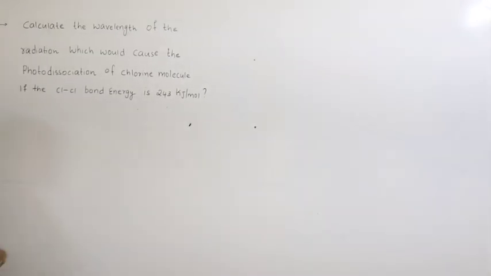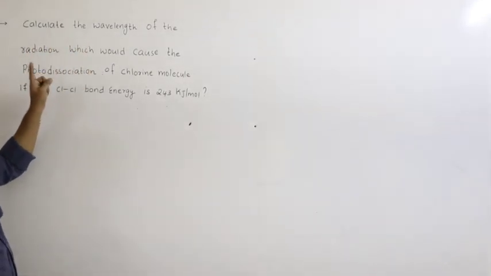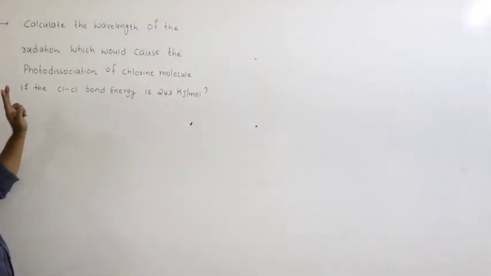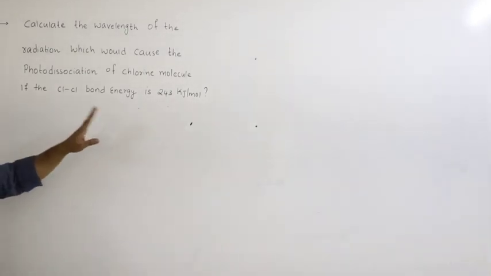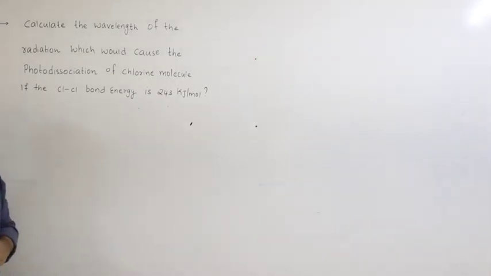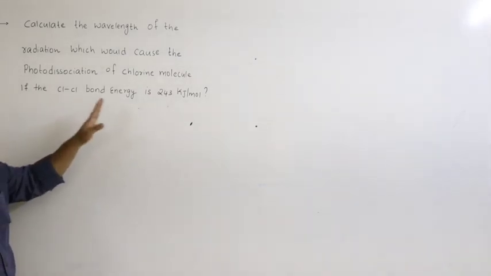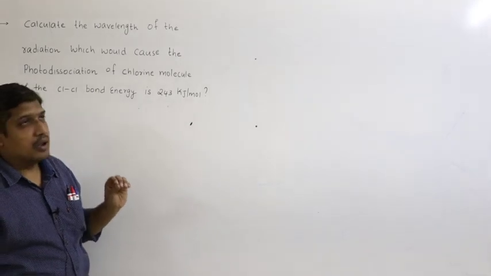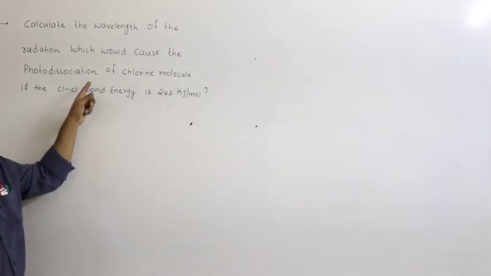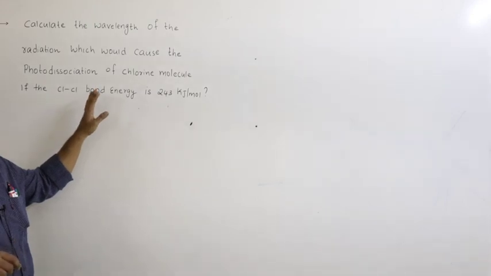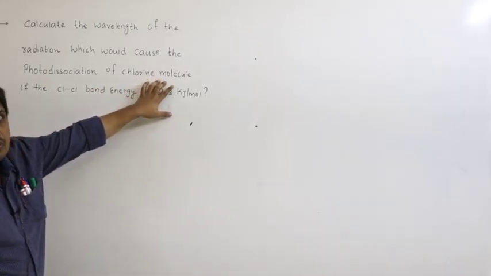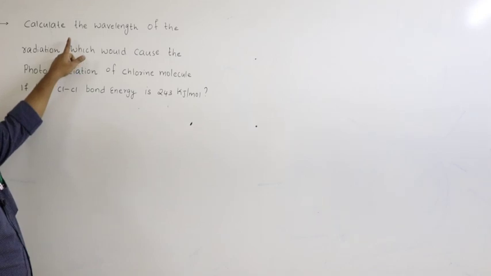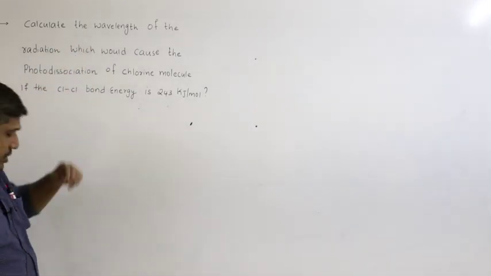Let us study the next question. Calculate the wavelength of the radiation which would cause the photodissociation of chlorine molecule if Cl-Cl bond energy is 243 kilojoules per mole. In fact, this question is reverse of the previous one. Here bond energy is given, that means energy required to break 1 mole of chlorine molecules is given. We are supposed to find energy required to break the bond of one chlorine molecule. From that you have to find the wavelength associated with the photon.